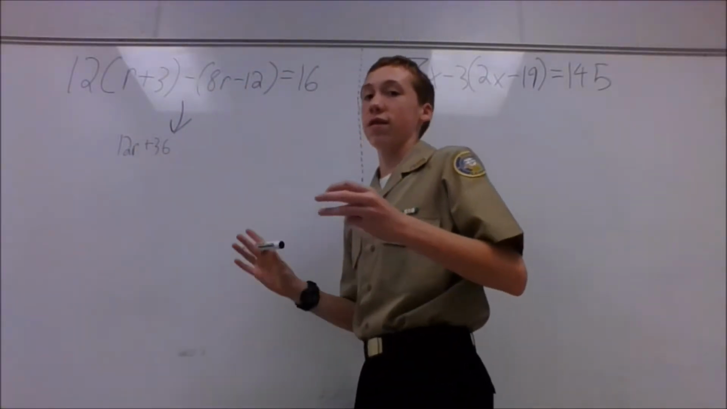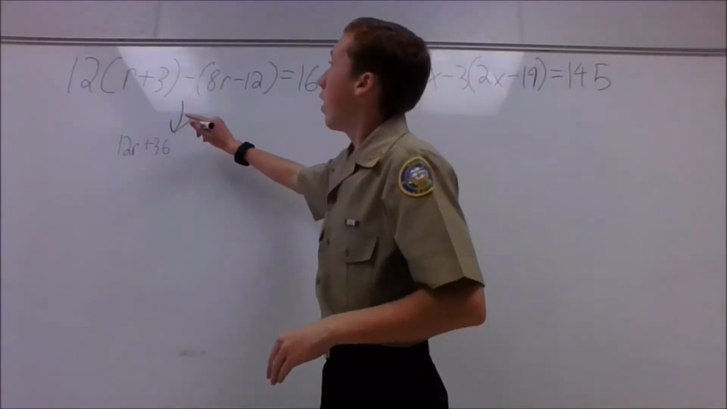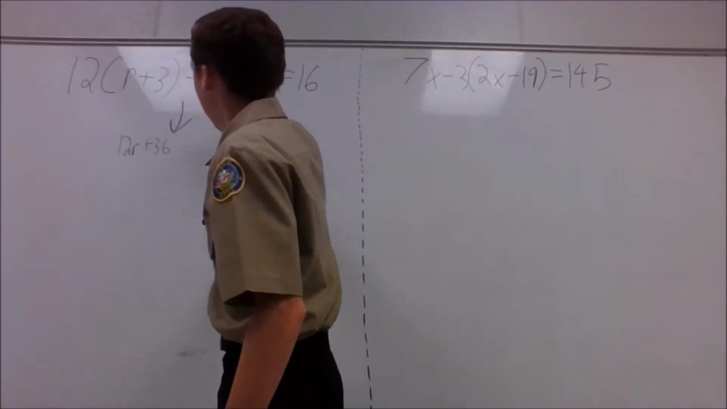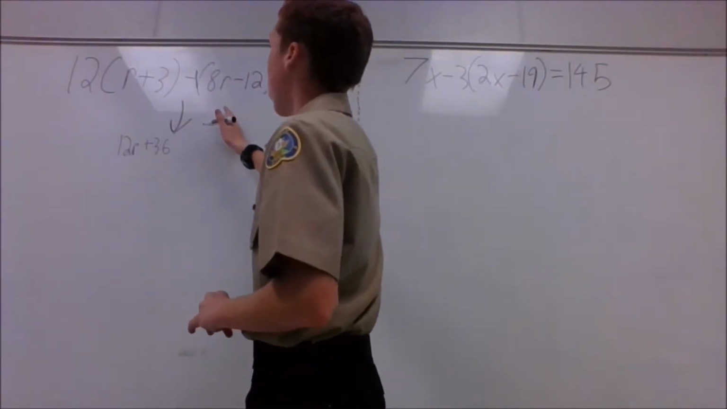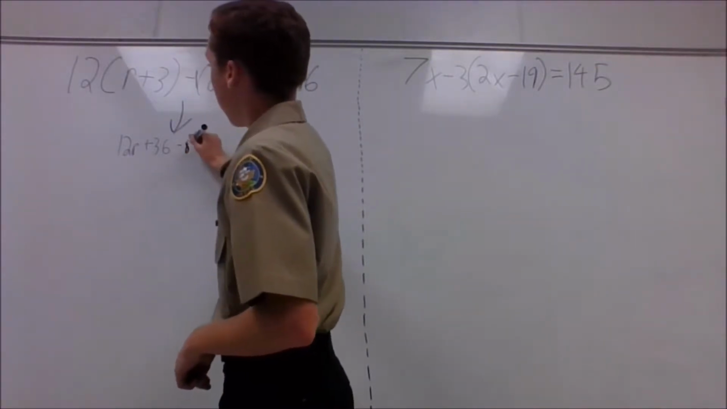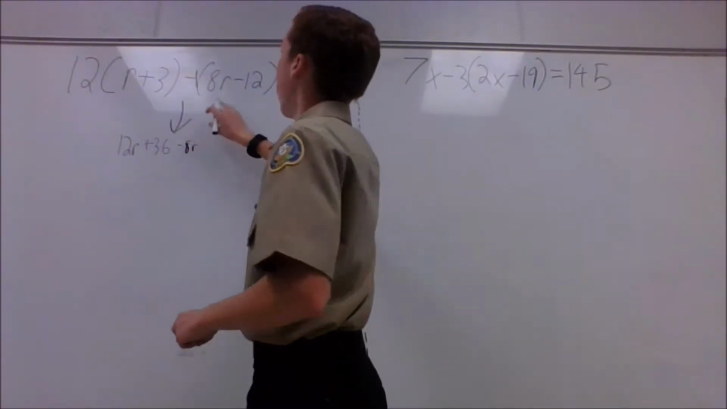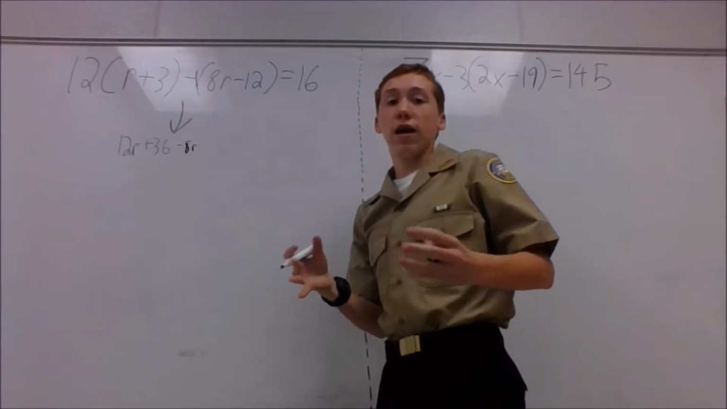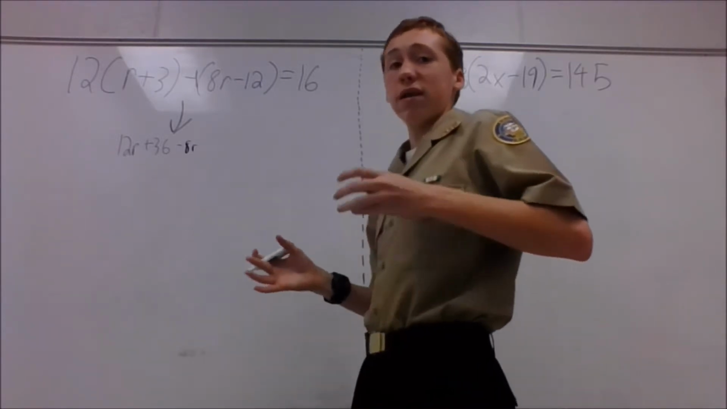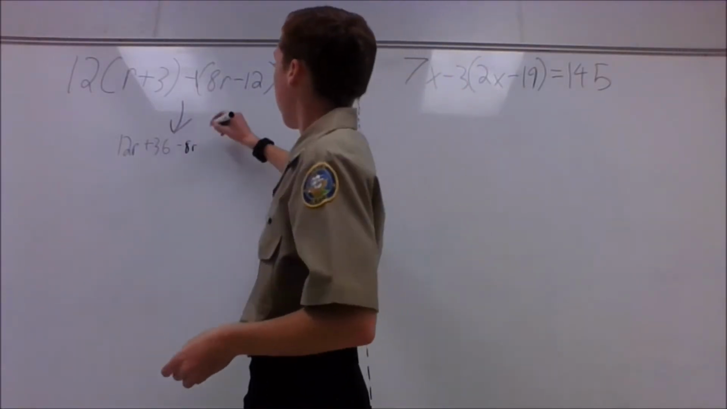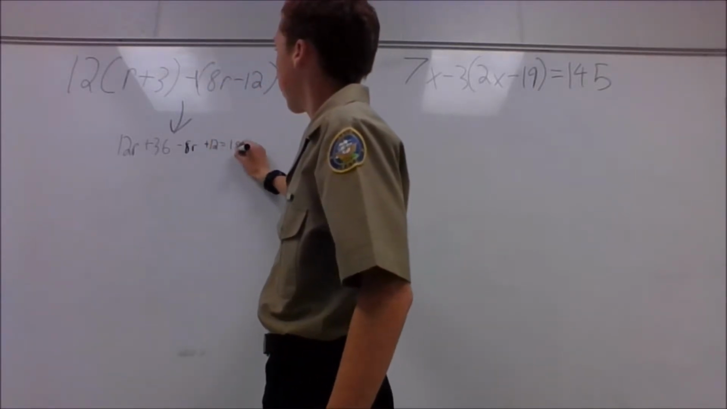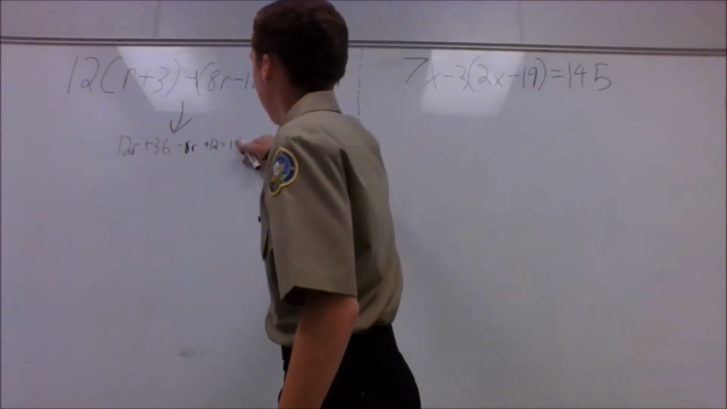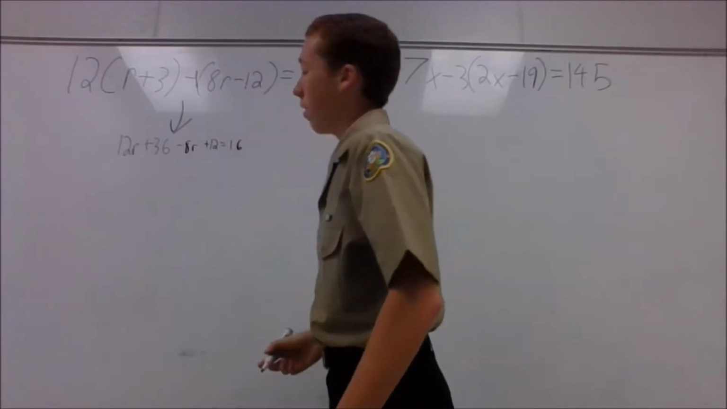So what this means is even though we don't see a number, it's basically saying that there's a negative 1 there. So negative 1 times 8r is going to be a negative 8r. Negative 1 times negative 12, two negatives turn into a positive. So it will be a positive 12 equals 16.